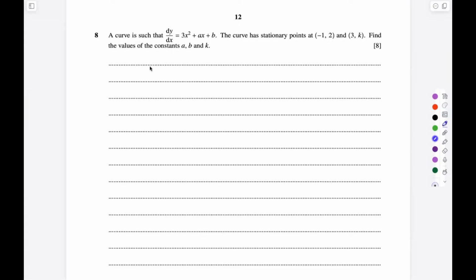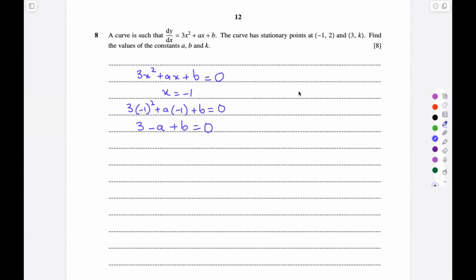So we already have the expression for dy/dx, which is 3x squared plus ax plus b, and that will be equal to 0 if it is a stationary point. Now substituting x equals -1 into the equation, we'll get 3 times (-1) squared plus a times (-1) plus b equals 0. Simplifying this, we'll get 3 minus a plus b equals 0.